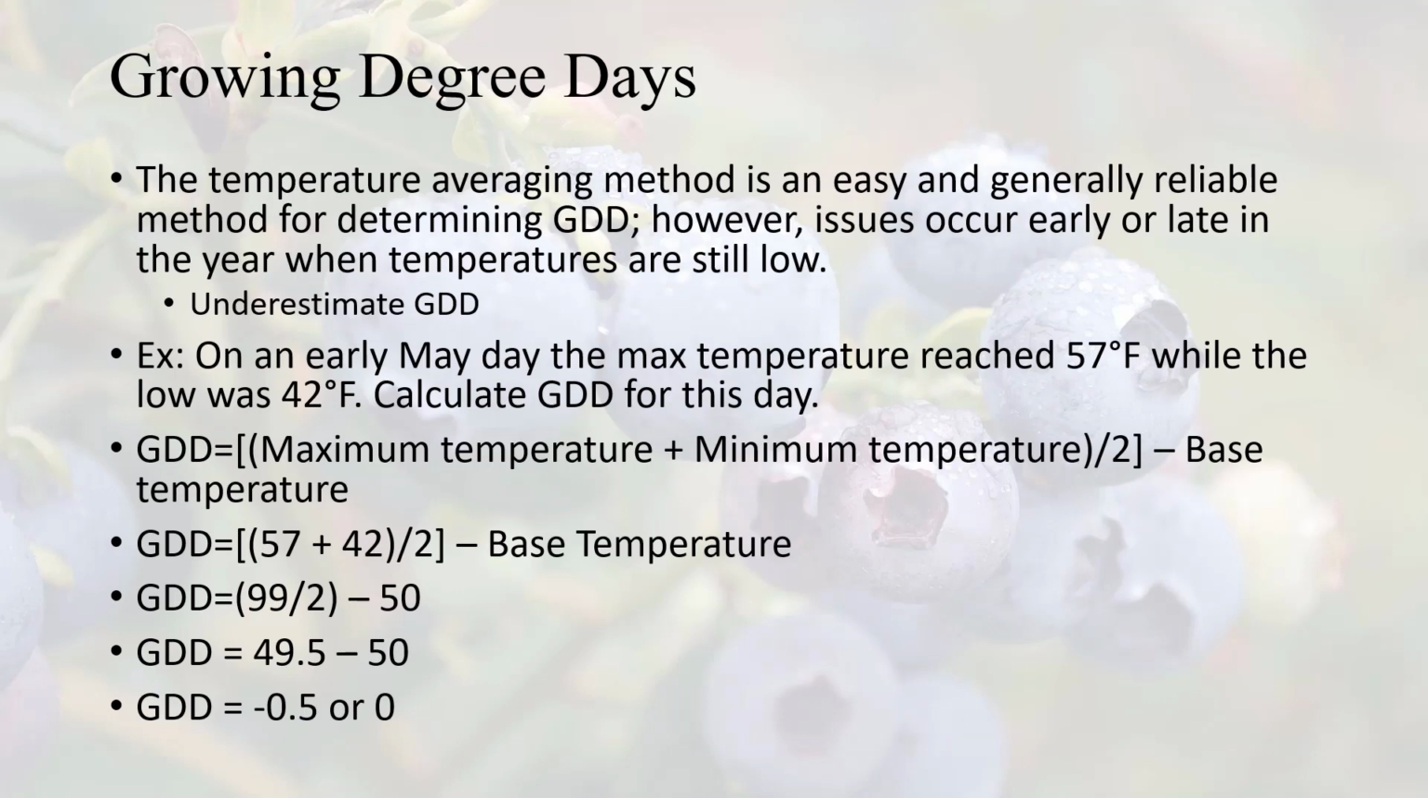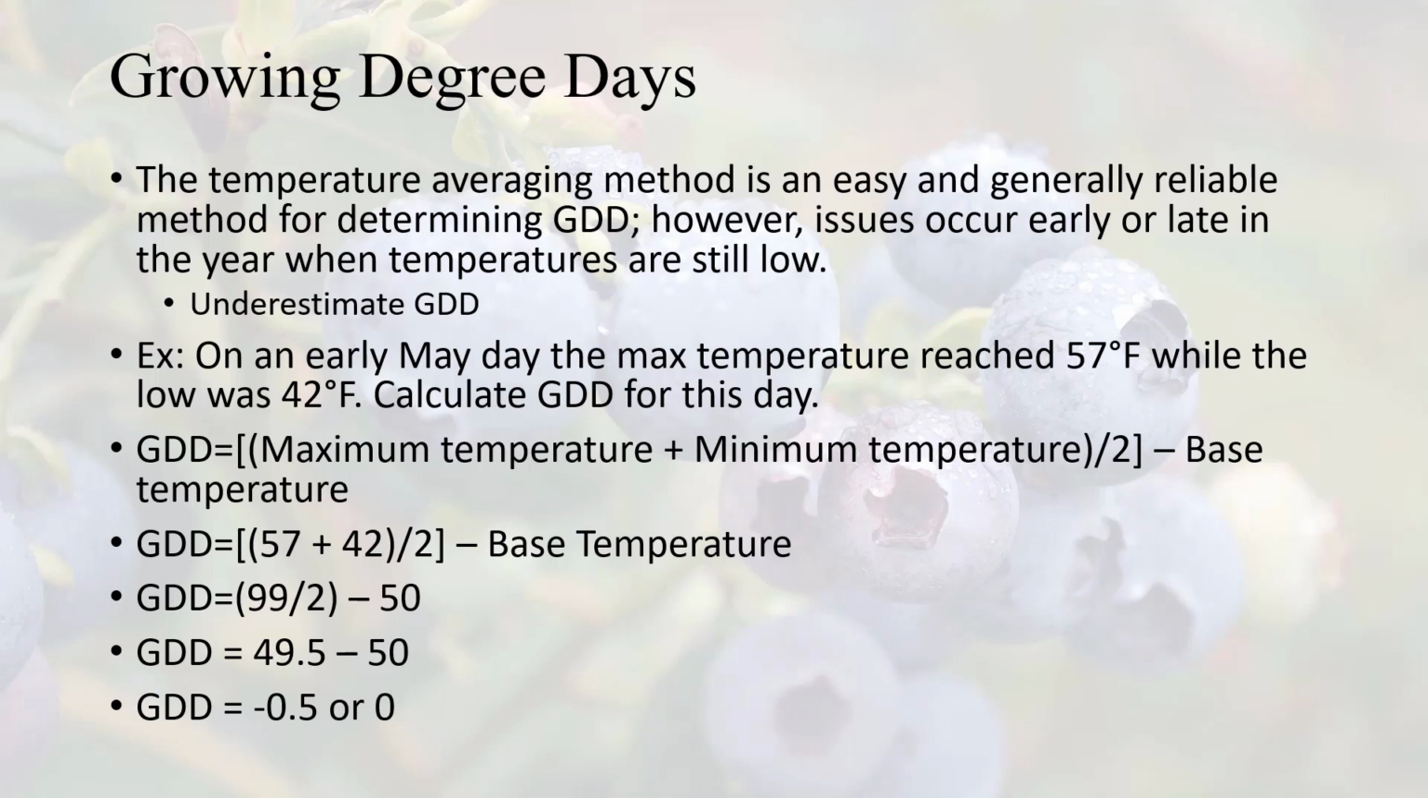Now, the reason why people have shifted to some of these more complex methods of calculating growing degree days is because the temperature averaging method will underestimate growing degree days when temperatures are still low, right? So either early in the season or late in the season. And why this is, it's best explained with this example that we're going to go through.